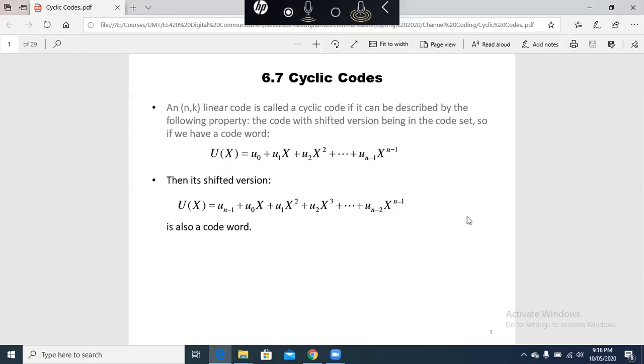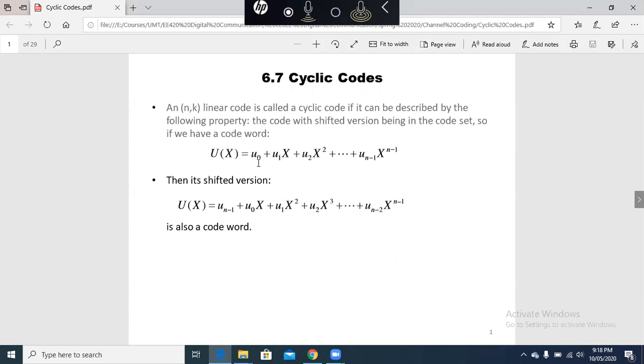Okay, in this lecture, we learn about cyclic codes. Previously, we learned about linear block codes. Actually, a cyclic code is a code in which a shifted version of a code word is also a code word.